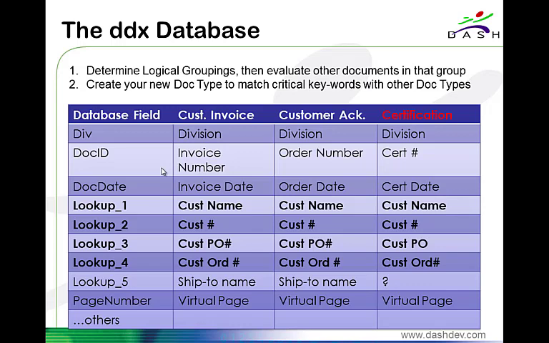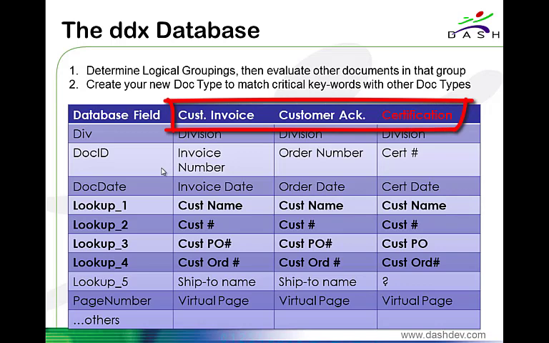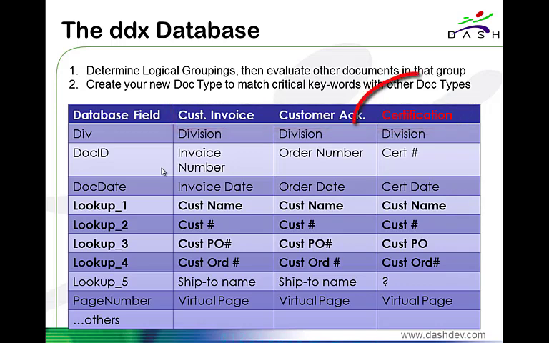To do all of this, let's look again at the DDX database. Number one, you want to determine what those logical groupings may be, okay, and then evaluate the other documents that might fall into that group, and then create your new document type if that's what you need to do to match all the critical keywords together with the other document types.